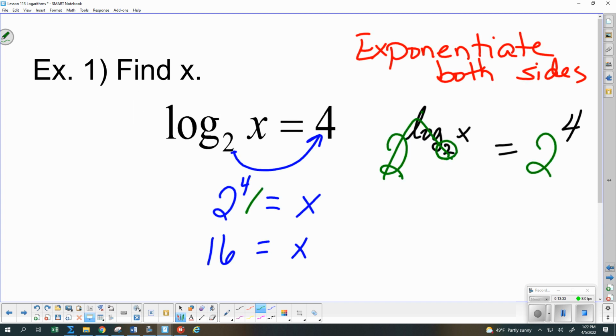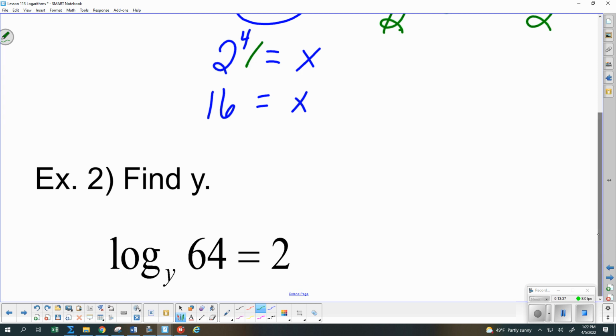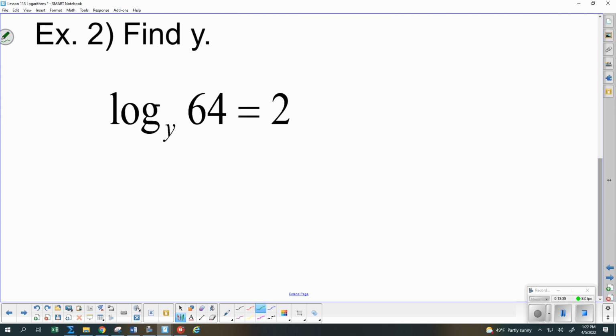Oops, I skipped one. We'll choose down at the bottom here. All right, this one. Daniel, can you convert this one to exponential form for me?